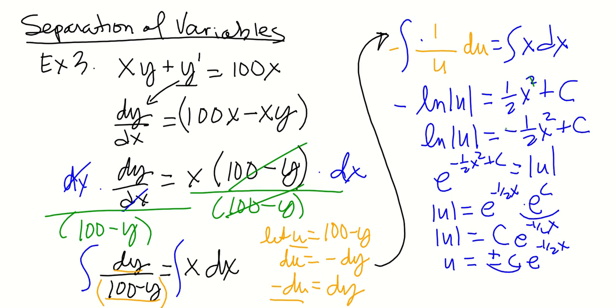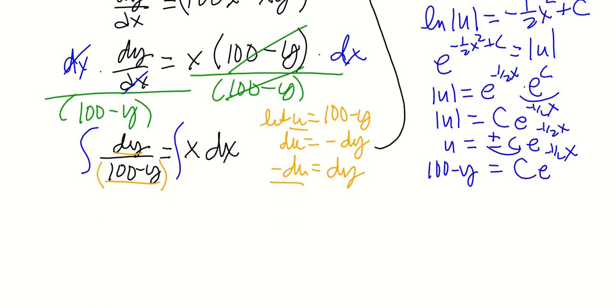And again, because c could be a constant, we don't know what it is, we can just leave that as c. So we get u, which is 100 minus y, is equal to some constant times e to the negative 1/2 x. Solving this for y, I get negative y equals negative 100 plus my constant times e to the negative 1/2 x.